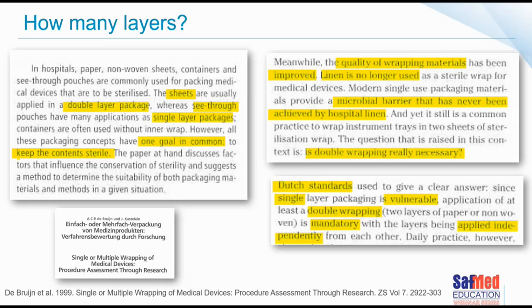In the introduction, he goes on to say that the Dutch standards, however, are very clear, and that a single layer of packaging is vulnerable, 2 layers is mandatory, and they should be applied independently. Again, a debate all over the world. Some people will like independent or simultaneous wrapping or sequential wrapping. That detail will go on in webinar 4 about sequential versus simultaneous wrapping. Different strokes, different folks, different societies, different views around the world.